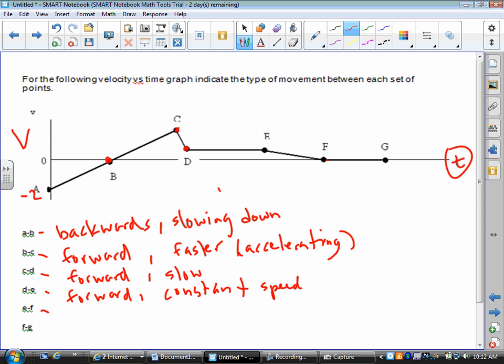What about EF? Well, in EF, you've got positive velocity still, right? But it's coming to 0. So it's going to be still forward because they're positive speeds. And it's going to be decreasing speed, right? So slowing down.